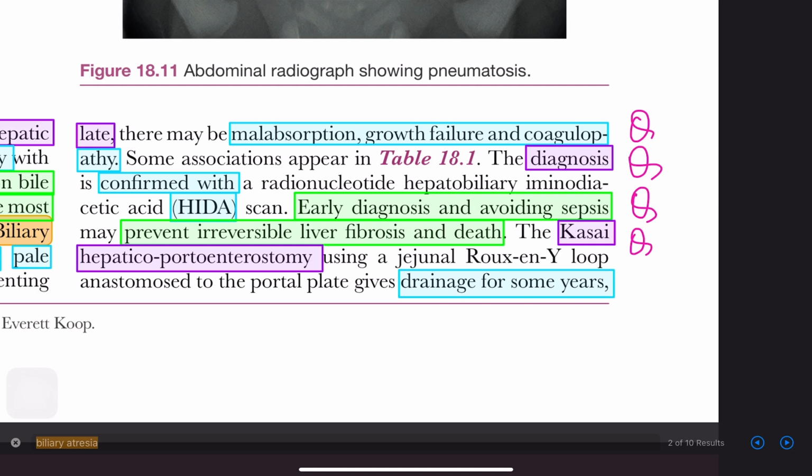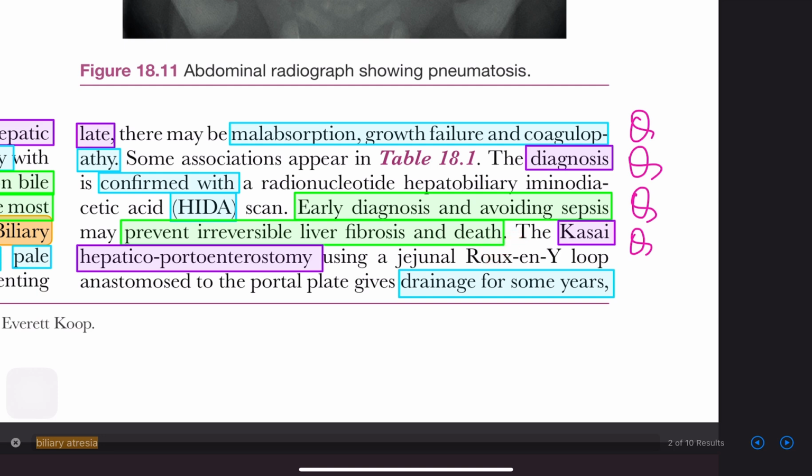Diagnosis is confirmed with HIDA scan. Remember the keywords given. Here it is given HIDA scan, but anywhere they mostly ask with liver biopsy. So gold standard, and the most confirmatory, is liver biopsy. Early diagnosis and avoiding sepsis may prevent irreversible liver fibrosis and death.